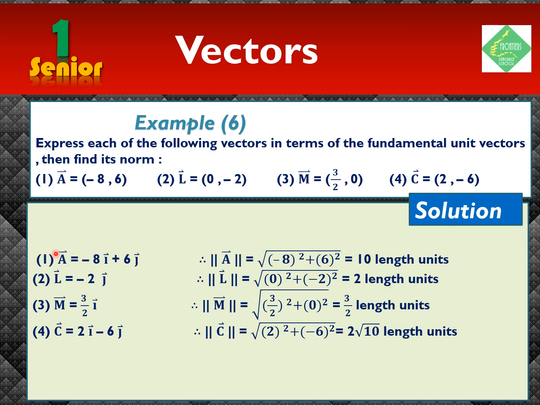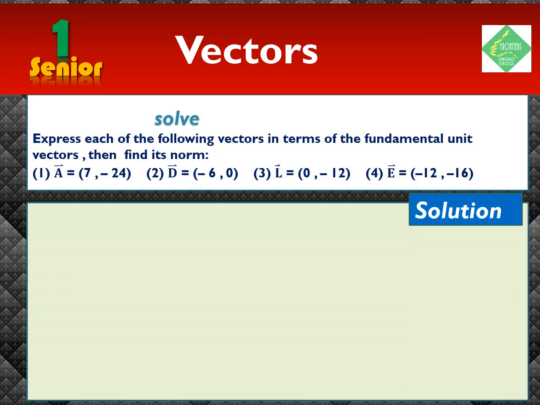To get its norm, as we discussed, it will be equal to the square root of x coordinates power 2 plus y coordinates power 2. So norm A equals 10, norm L equals 2, norm M equals 3 over 2, norm C, which is the square root of 2 power 2 plus negative 6 power 2, equals 2 root 10 length units. Easy one. Solve this and show me in the class.